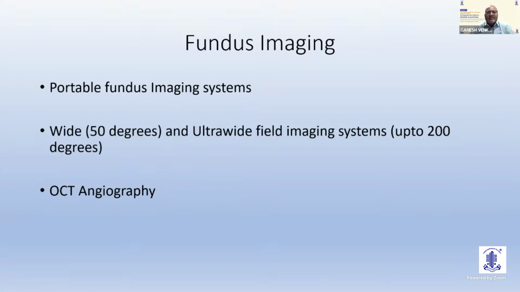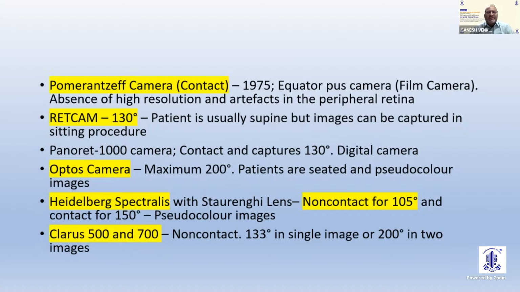Coming to fundus imaging. Now, portable fundus imaging systems are available. Fundus imaging has evolved so much that you have wide angle, ultra wide field imaging systems up to 200 degrees. To start off, 1975 was the first contact method of fundus cameras. Then you have now the RetCam, 130 degrees can be evaluated, but the unfortunate thing is that the patient has to be in supine position, though the images can also be captured in sitting position. This is very useful for ROP screening. That's where they use this more extensively.